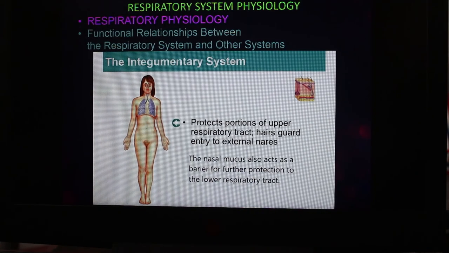So, there are some functional relationships between the respiratory system and other systems. All our body systems are in a way in contact with the respiratory system. If we look at the integumentary system, as you will remember, it consists of our skin, hair, sweat glands, etc. The integumentary system protects portions of the upper respiratory tract, like the hair guard at the entry of the nares. The nasal mucus also acts as a barrier for further protection to the lower respiratory tract.